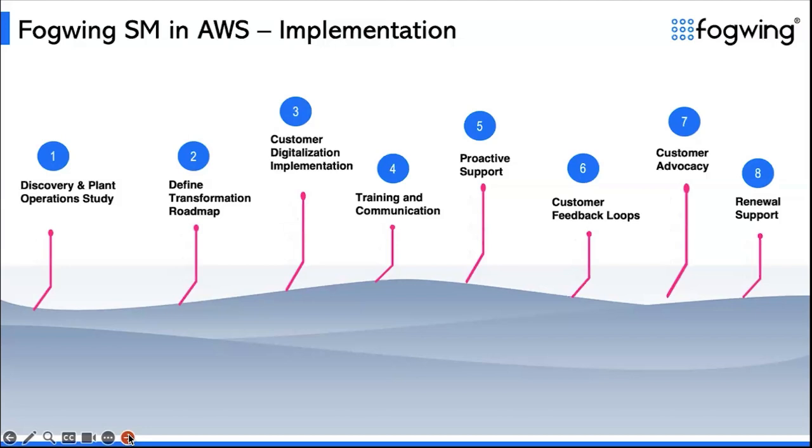As soon as it's done, we go for training and communication, then proactive support while the implementation goes on incrementally to other sites and other departments. The continuous support and customer feedback loops help to improve the system over the period, and then the ongoing support that we provide. So this is the whole life of how they go through the solution implementation end to end, and the ongoing service to the customer.